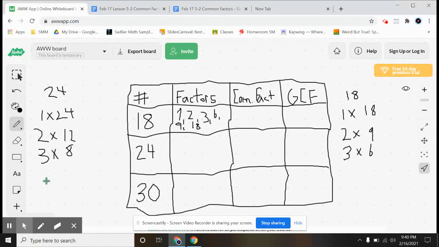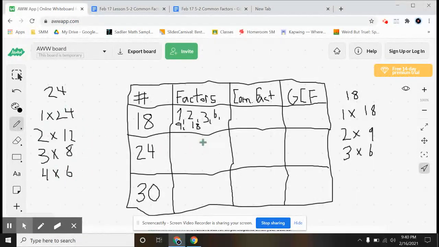4 times nothing is 24. 5 times nothing is 24. 6 times something is 24. So I'm going to say, yeah, 4 times 6 is 24. And that should complete my list. So all of these are my factors.